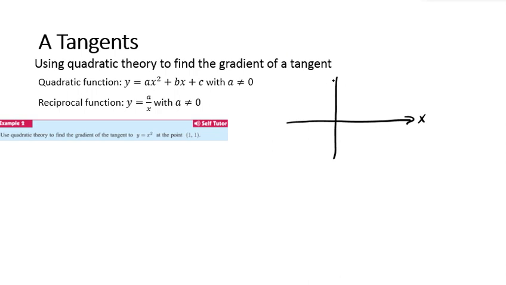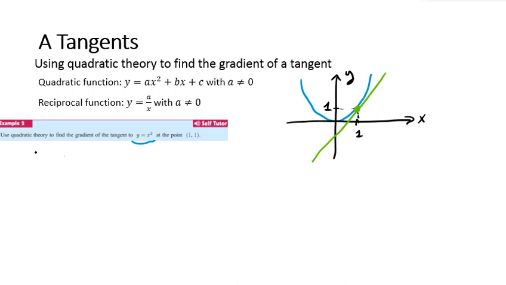So here we have the x-axis, here we have the y-axis, and it's a parabola which looks like this. And we have to sketch the tangent at this point here with coordinates (1, 1). That will be this straight line, and here we have a common point. But we have to find it algebraically.